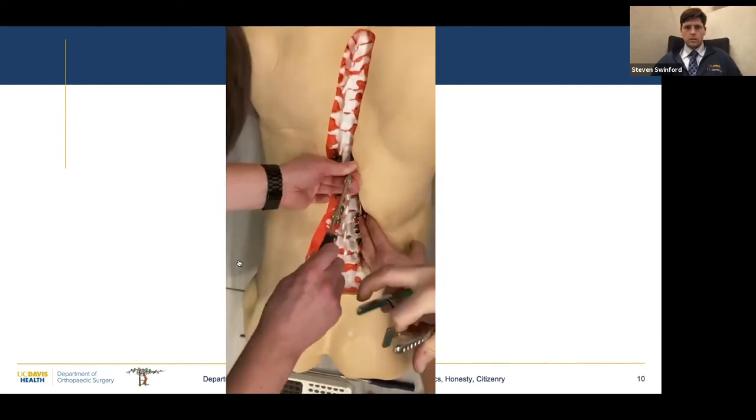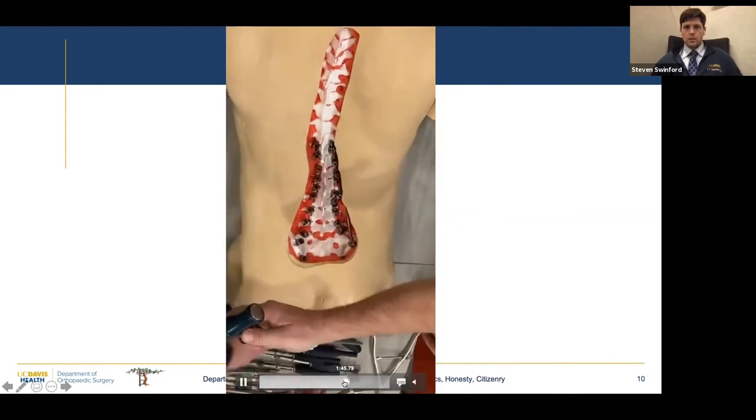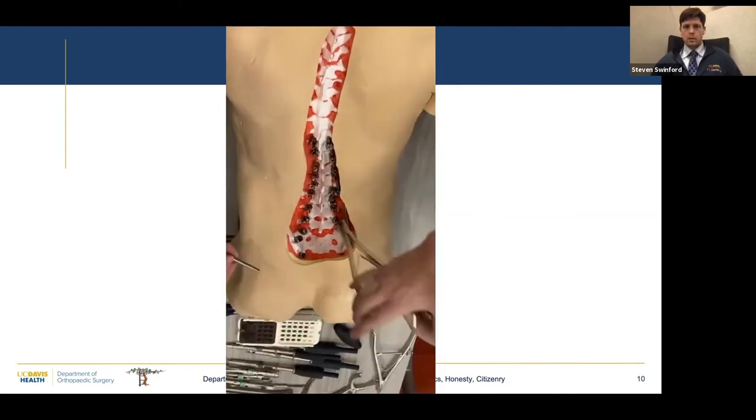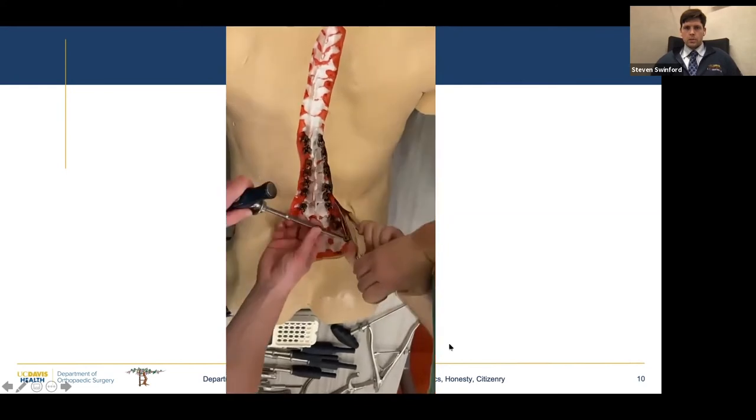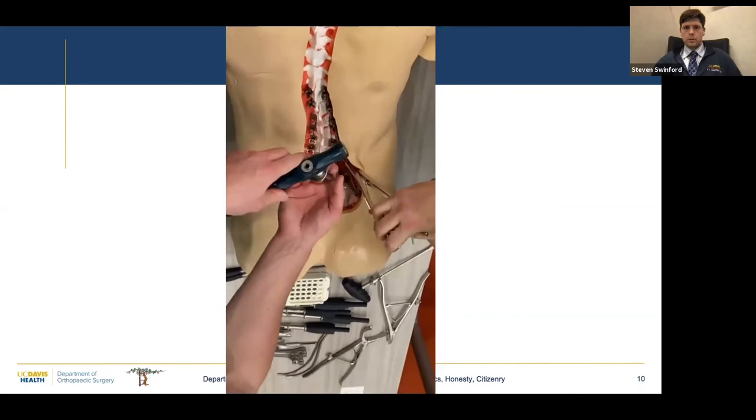And this part's less exciting. So get them engaged, and we'll show it. We lock the set cap down in the iliac bolt because we want to be able to push off of that.